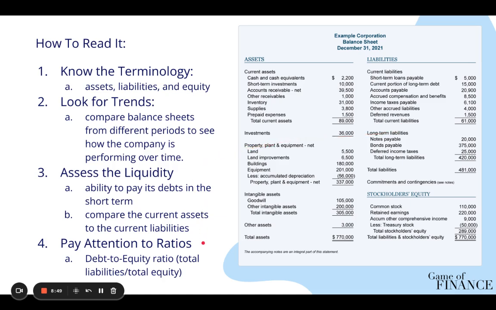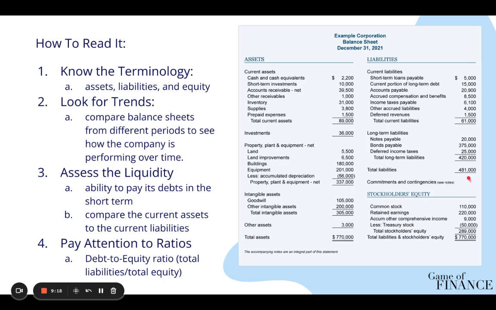Now you pay attention to ratios. Ratios are a useful tool for evaluating a company's financial performance. For example, the debt to equity ratio measures how much debt a company has compared to its equity. To calculate this ratio, divide a firm's total liabilities by its total shareholder equity. A high debt to equity ratio may indicate that a company is taking on too much debt, while a low ratio may indicate that a company is in good financial health.